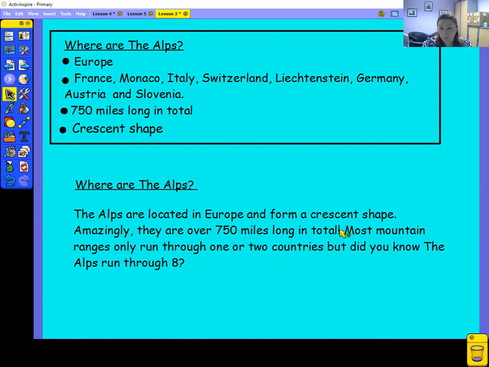And I've put an exclamation mark in there because it's appropriate, okay? I'm trying to get it across the fact that that's actually quite unusual, and emphasising that. Most mountain ranges only run through 1 or 2 countries, but did you know the Alps run through 8? So again, there are a variety of sentences there, a question. So I will carry on that paragraph with naming all of the countries that they run through. Okay, so this is how to change your notes into full sentences.